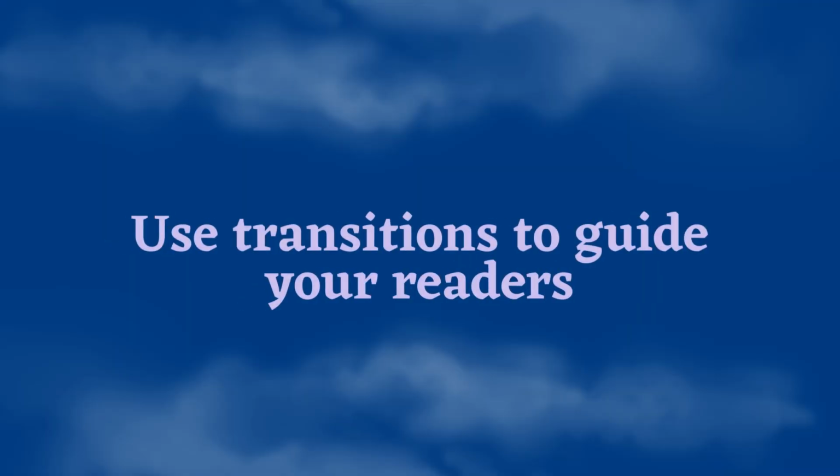Number 6, use transitions to guide your reader. Now, transitions are really important in establishing the narrative structure. They help your reader from one moment to the next, from one scene to the other, from one time frame to the next. Use transitions like scene breaks, chapter breaks, and summary statements to keep your reader engaged and on track.